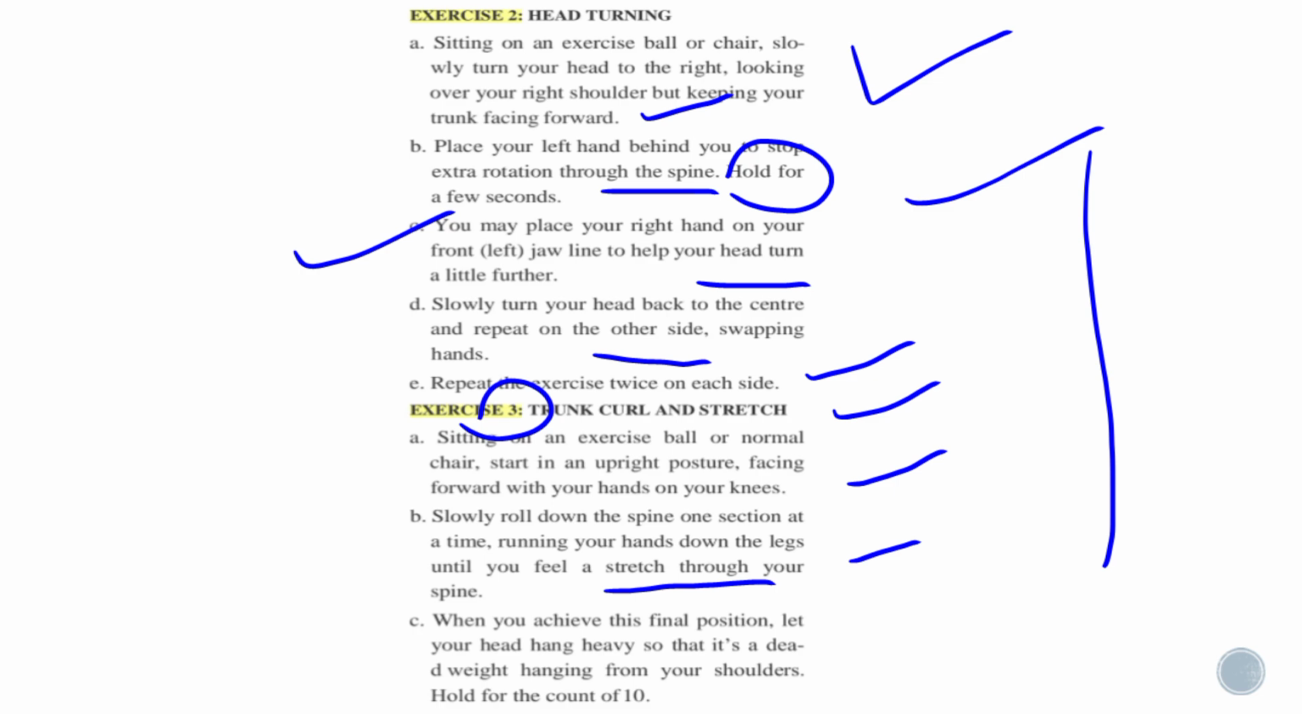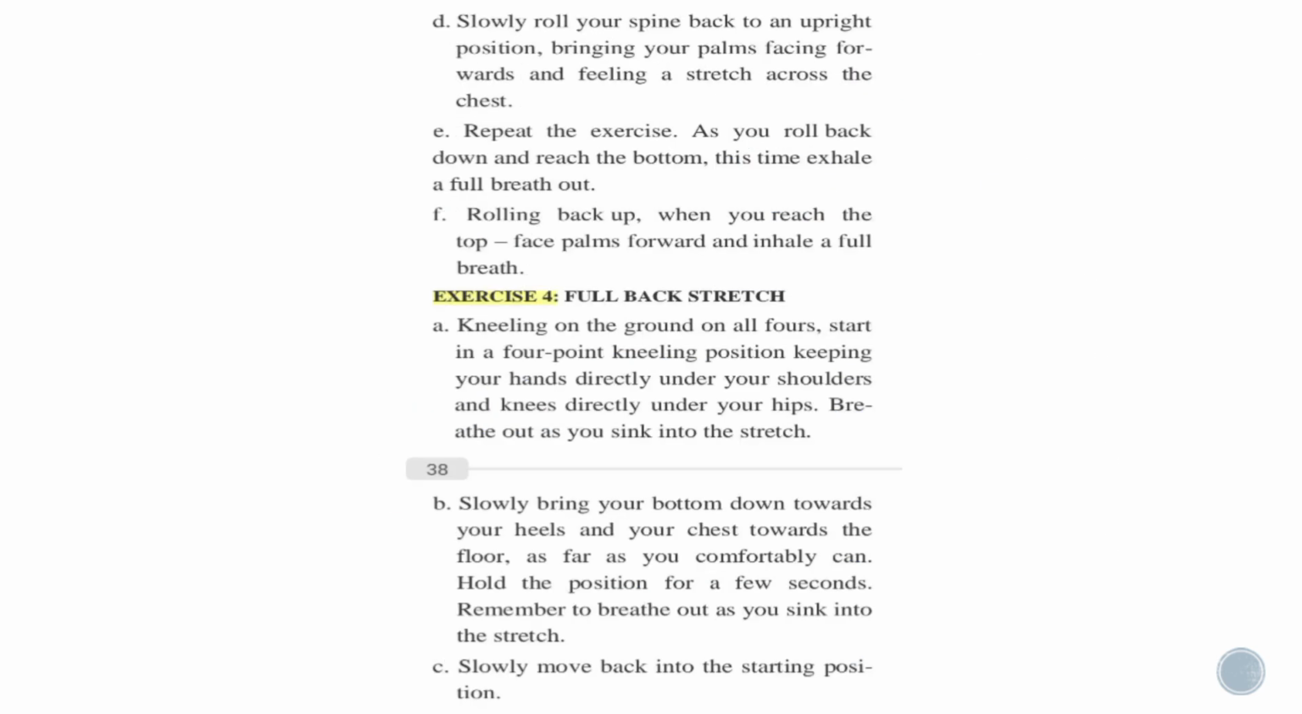Bending of the trunk. When you achieve the final position, let your head hang heavy so that it's a dead weight hanging from your shoulders. Hold for the count of 10. These are all the stretches you can perform. Slowly roll your spine back to an upright position, bringing your palms facing forward and feeling a stretch across the chest.